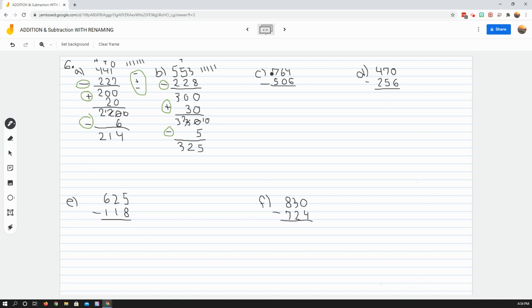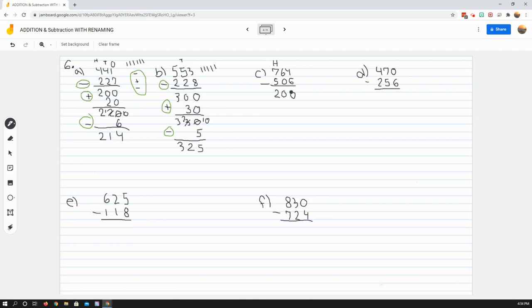So let's do letter C. Okay, so in letter C, we have 764, and I have to take away 506. So I'm going to focus on the digits that I have in my hundreds place. 7, and I take away 5, I'm going to be left with how much? I'm going to be left with 200. 200. I'm going to write that down.